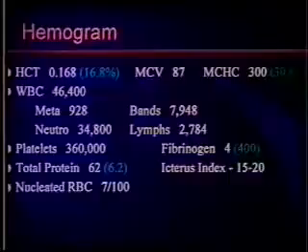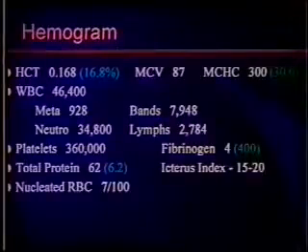On her hemogram, her hematocrit is low. It's 16.8%. And her mean cell volume is very high at 87 femtoliters. This is much higher than it normally is. Normal mean cell volume for a dog is roughly 60 to 77. Her MCHC is normal. Her white blood cell count is markedly elevated at 46,400. This is very high.